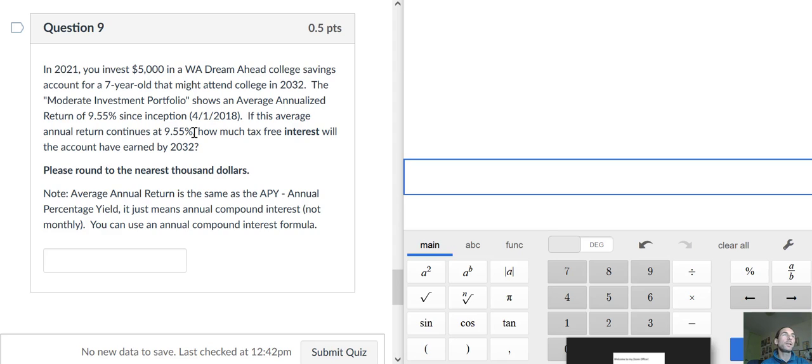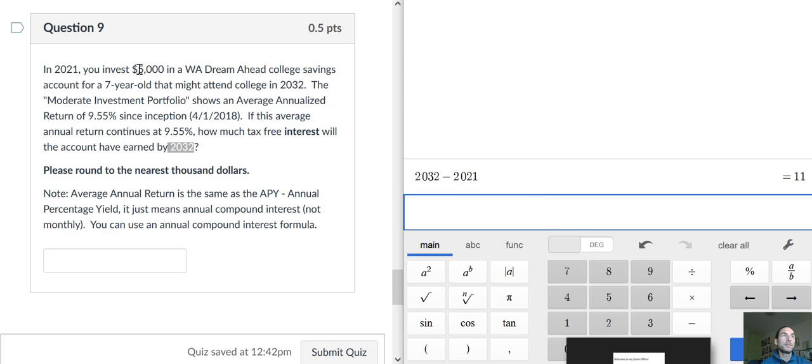Okay, so the first thing you need to figure out here is how long this investment will be for. It's from 2021 to 2032. So that's 11 years. If we subtract 2021 from 2032, that's 11 years, okay?